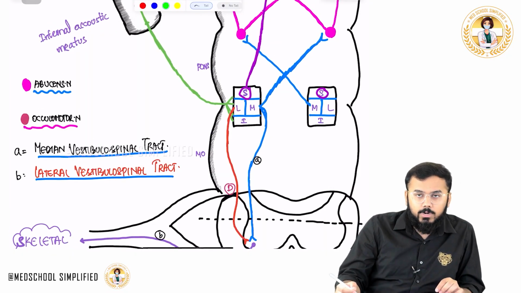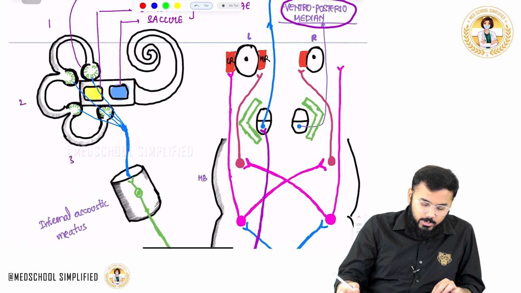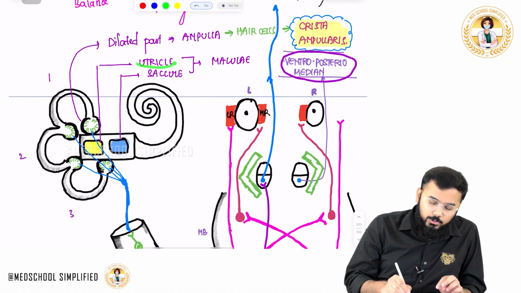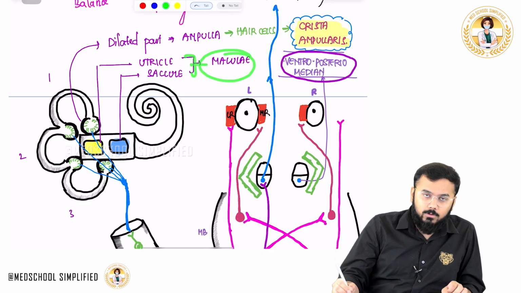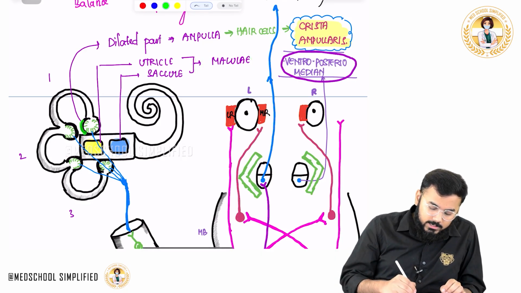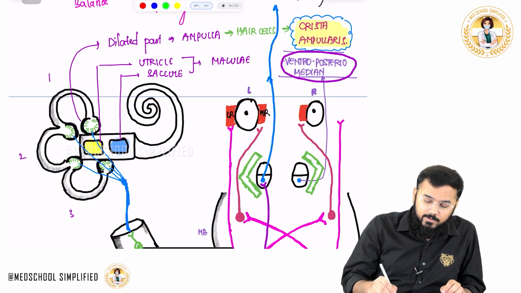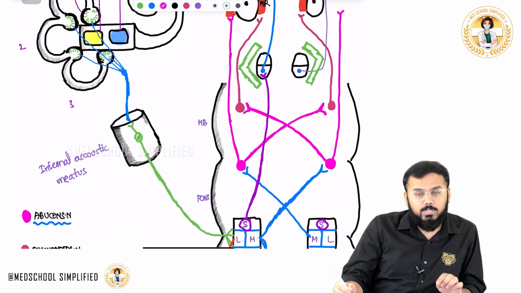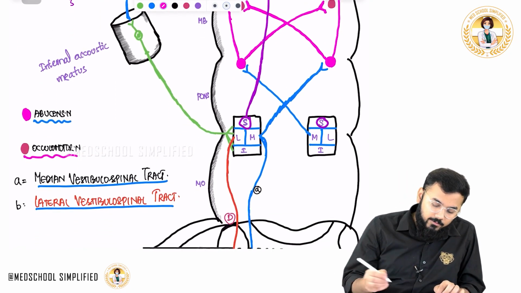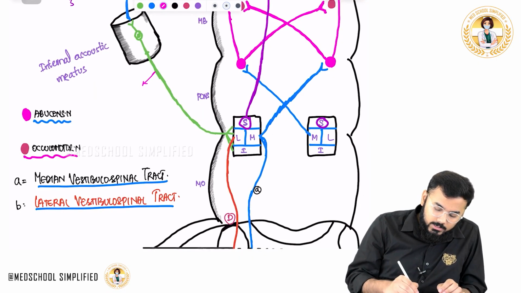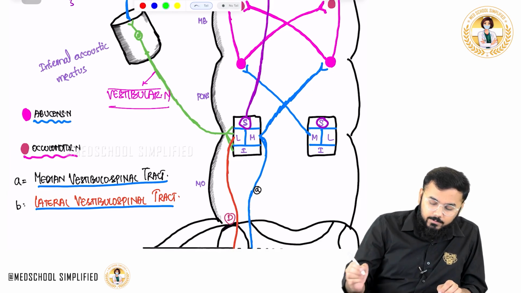So what are the important things you need to know? The first important thing you need to know here is that we have got utricle and saccule. Both of them together you called it as maculae. Next you called this dilated part as ampulla, which are having hair cells. Okay, so these nerve fibers arise, right? They enter into your internal acoustic meatus. From here you see this green color nerve. This is called as your vestibular nerve. What is happening with this vestibular nerve?